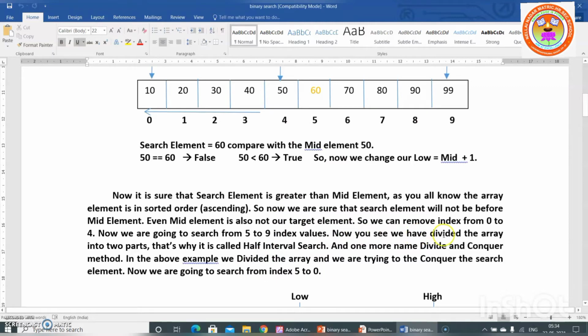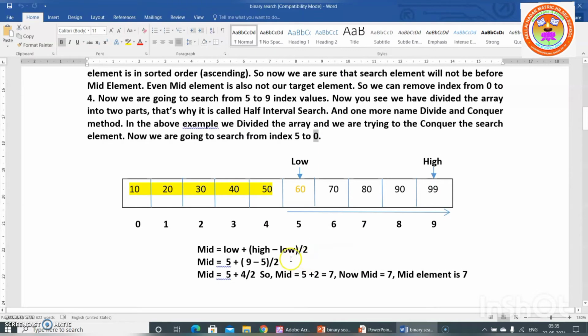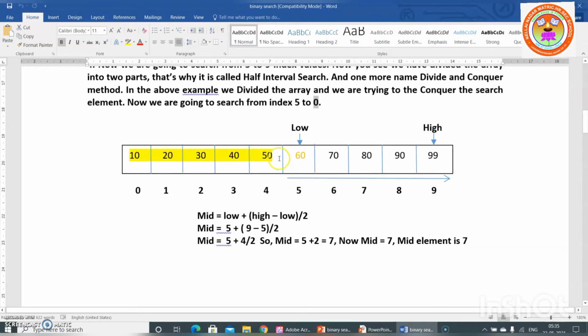Now you see we have divided the array into two parts. That's why it is called half interval search. And one more name, divide and conquer method. In the above example, we divided the array and we are trying to conquer the search element. Understood now? Now we are going to search from index 5 to 9. It's not 0, it's 5 to 9. Okay? Right. Now here you see, right? Only we are going to concentrate on this.